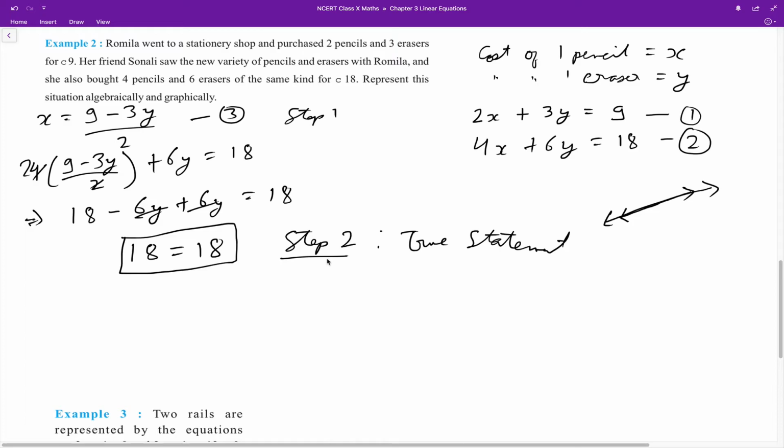So if at step 2 you get a statement which is always true, from this we can conclude that this pair of linear equations is dependent and they will have infinitely many solutions. So the thing that we had seen graphically, we can observe here when we substitute the value.